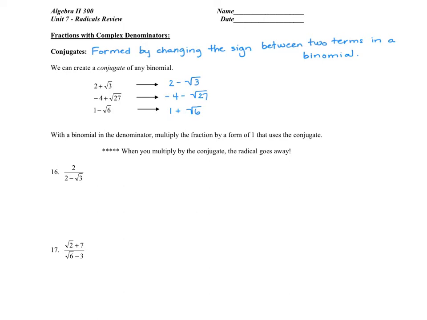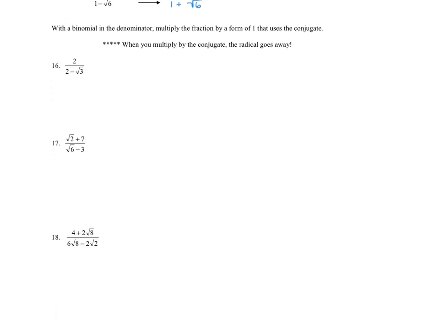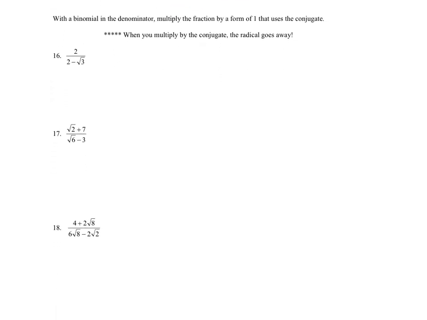So applying this to fractions with complex denominators, you need to multiply both the numerator and the denominator by the conjugate of the denominator. So in number 16, we would multiply both the numerator and the denominator by 2 plus rad 3. In the numerator, we'll need to distribute, and in the denominator, we'll need to double distribute, or FOIL.